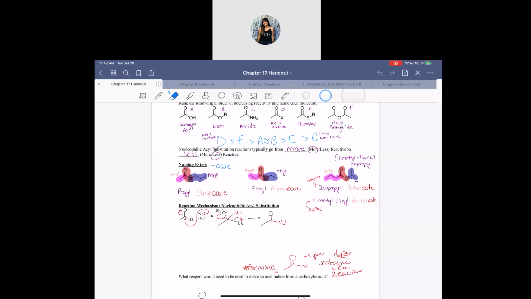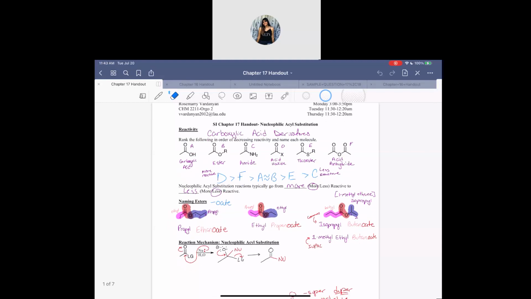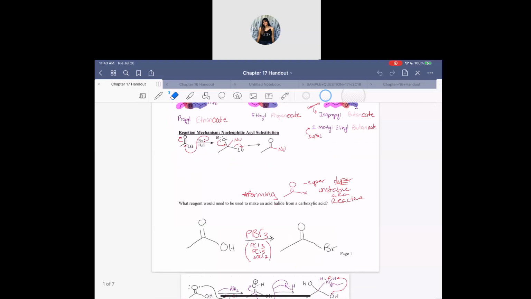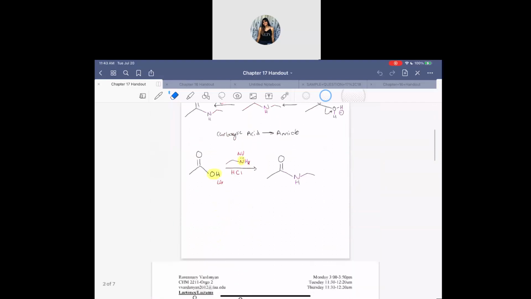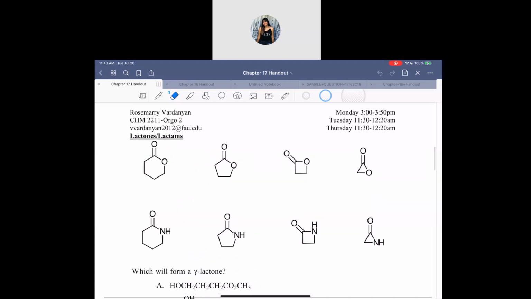All right. So we left off in chapter 17. We had talked about reactivity, we had talked about naming, and we talked about the general reaction mechanism for a nucleophilic acyl substitution. And we also talked about what reagent you need to form an acid halide from a carboxylic acid. And then we just did a bunch of examples here. And so today we're going to start out with lactones and lactams.